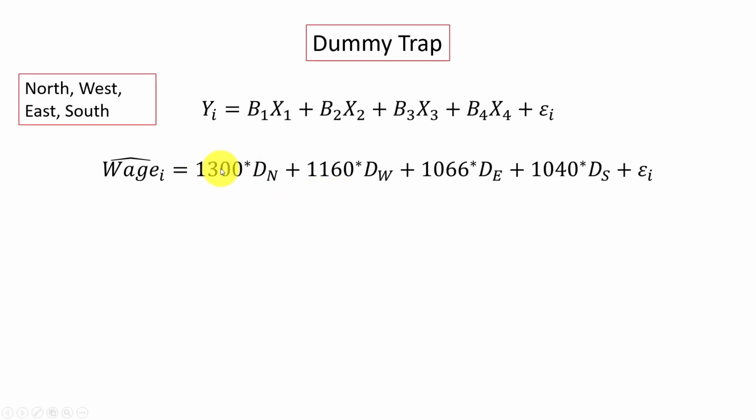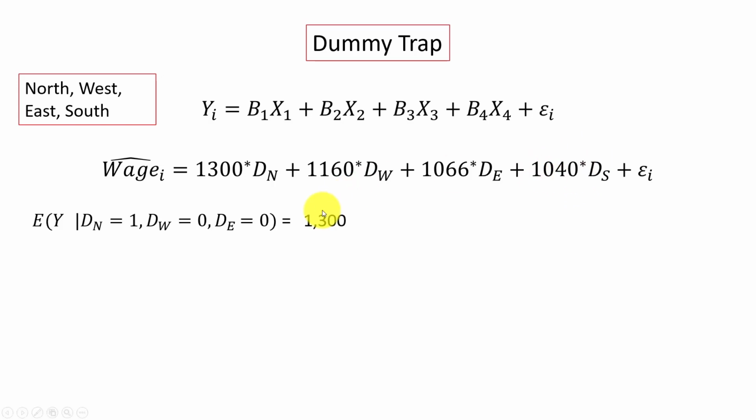Now, how do we interpret this 1300? In this case, where we run the regression without a constant term, we won't interpret this as compared to the omitted category, because we do not have any omitted category. We would say that a person working in North would earn an expected wage of 1300. These are actually the expected values. A person working in West would earn an expected wage of 1160. A person working in South would earn an expected wage of 1040.